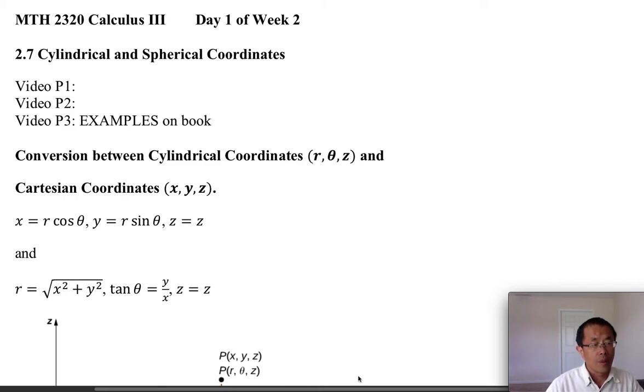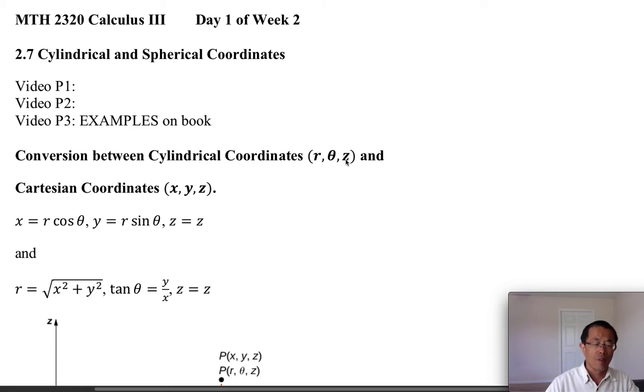Today's topic is in section 2.7, cylindrical coordinates and spherical coordinates. First, let's take a quick look at what cylindrical coordinates are. I say if you know polar coordinates very well, hopefully it's easier to understand cylindrical coordinates. Cylindrical coordinates are simply the extension of polar coordinates to three-dimensional space. So accordingly, we use the notation and order of the triple r, theta, and z to denote the cylindrical coordinates.